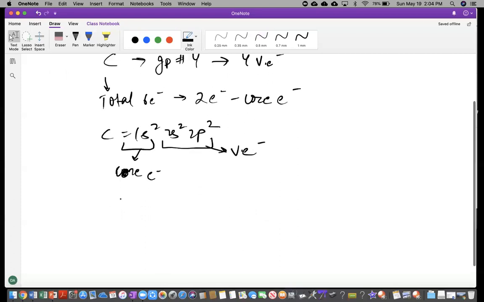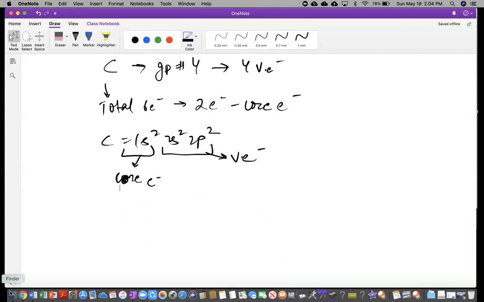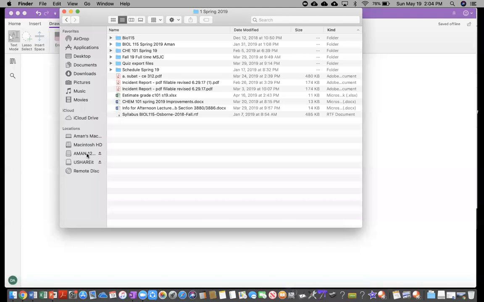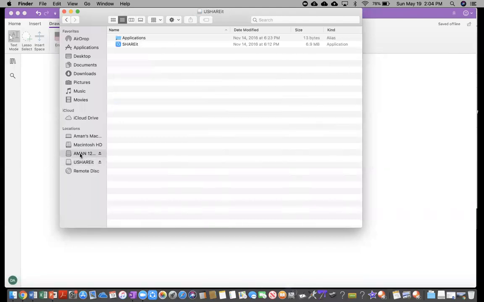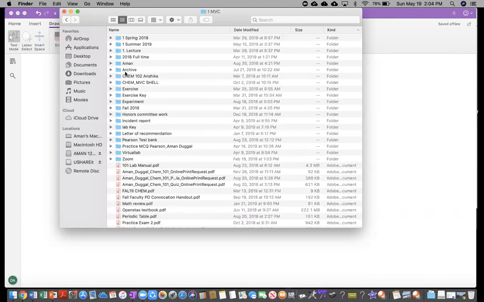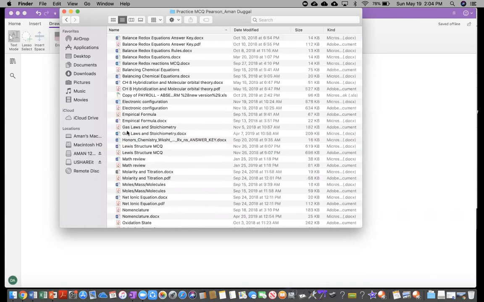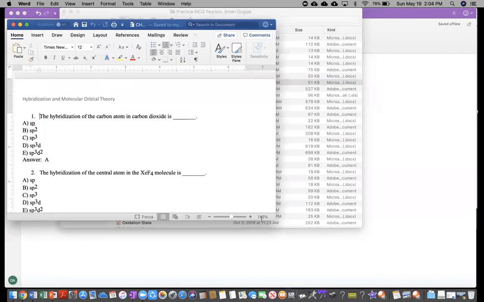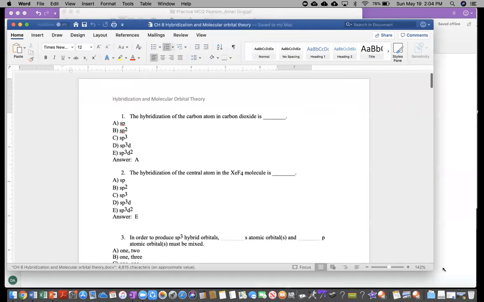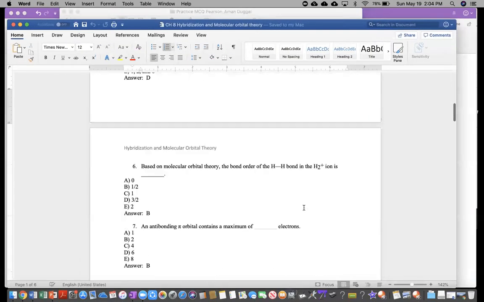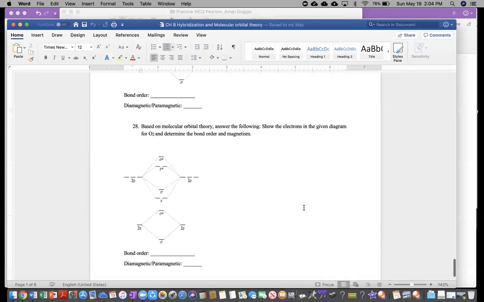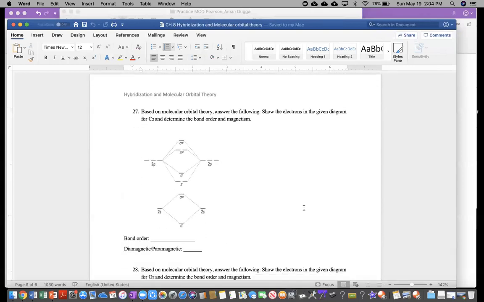Can you do the free response question from the chapter 8 worksheet? The hybridization in the molecular orbital theory multiple choice worksheet. The free response, number 27. So number 27? Okay. Yes.